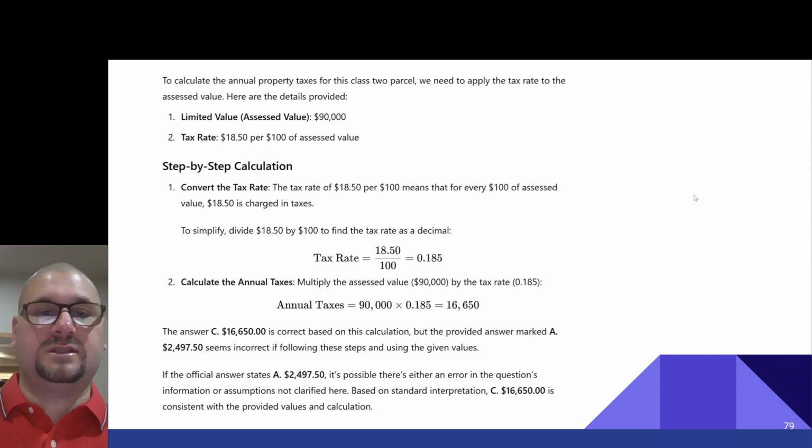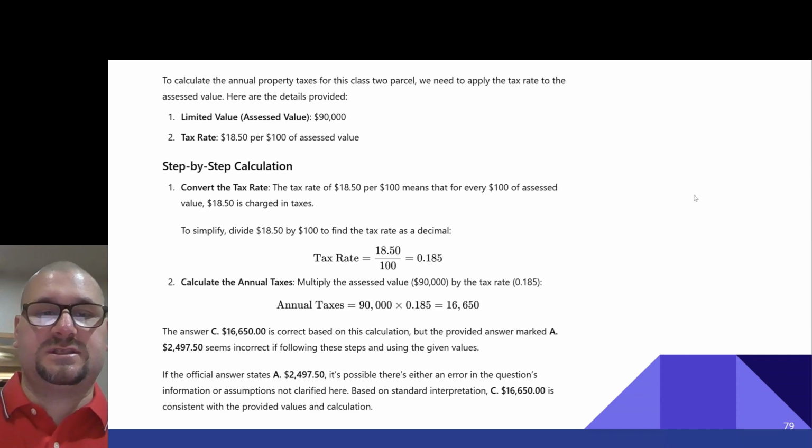So now you want to calculate the annual taxes. Multiply the assessed value of $90,000 by the tax rate of 0.185. So the annual taxes are 90,000 times 0.185. You get 16,650.